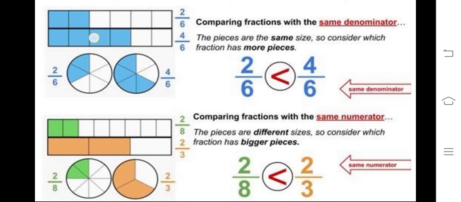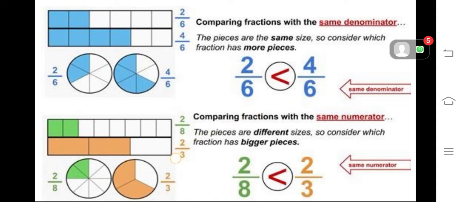Definitely we can say that 2 by 6 is lesser. Here also you see 2 by 6 is lesser than 4 by 6 because this is colored less, this is colored more. So 2 by 6 is lesser than 4 by 6. This is when the denominators are same.